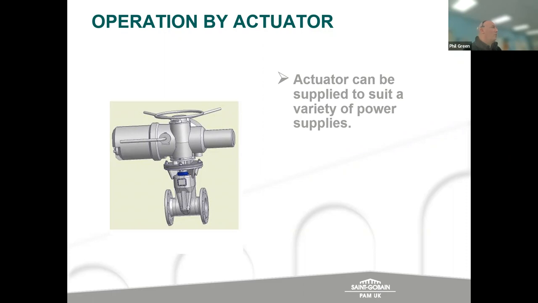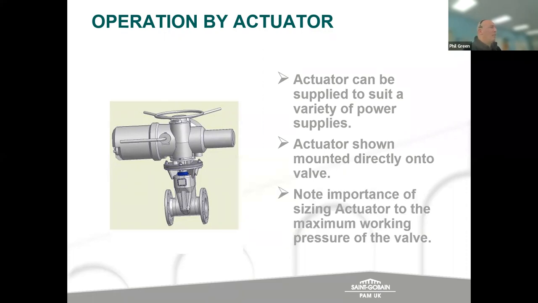An actuator can be supplied to suit a variety of power supplies, a variety of sizes and a variety of opening and closing torques. They can be mounted directly onto the valve. As I mentioned earlier, they can be sized according to the maximum working pressures required in the valve. They are often specified by companies like Auma and Rotork, who are the experts in actuation. When we supply valves that require actuation, we normally use those guys to sense check what we believe the specification should be, so they can determine what the correct actuator needs to be for a particular condition of a valve.